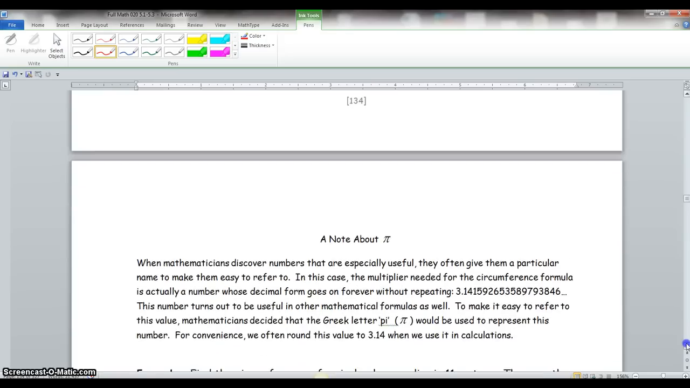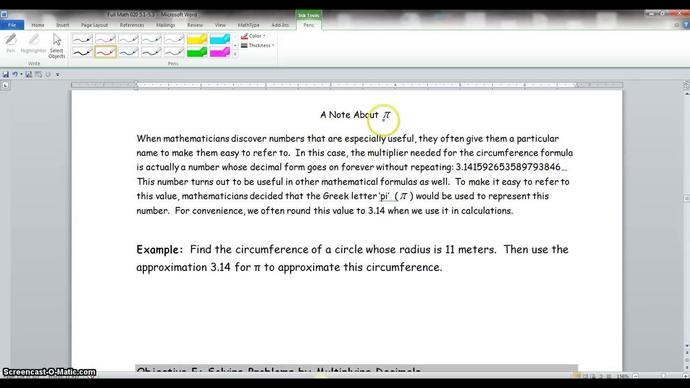Now we go down here. We have a note about pi. Now you can read this at your leisure, but let's take a look at this example. It says find the circumference of a circle whose radius is 11 meters. Then use the approximation 3.14 for pi to approximate the circumference. Since we're given the radius here, let's use the circumference formula with the radius. C is equal to 2 pi r.